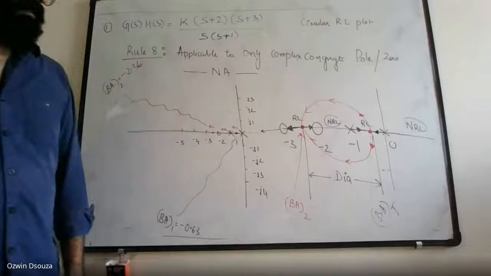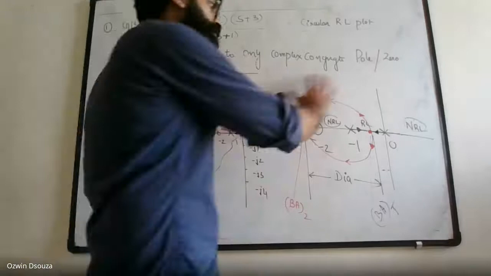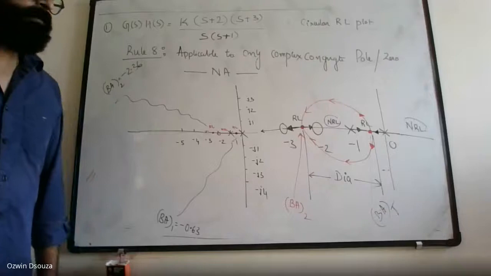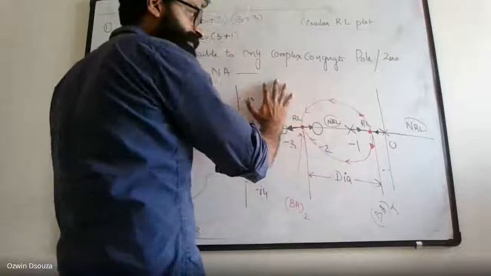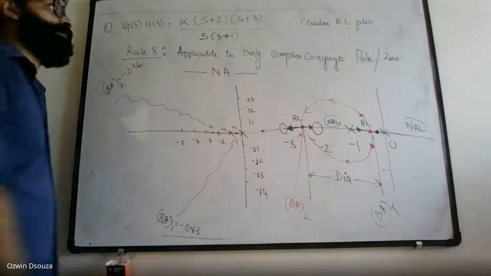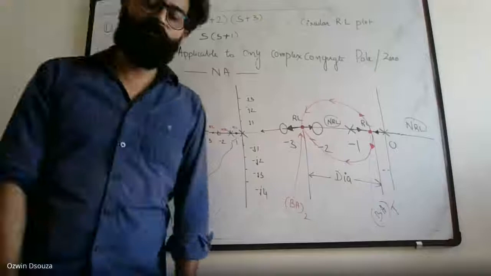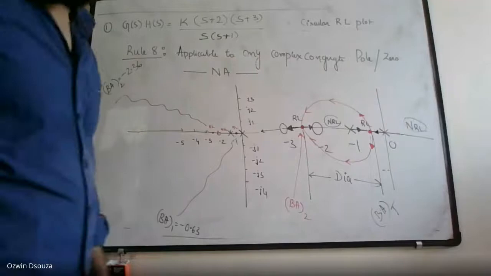Can anyone tell me about the stability from the plot? Can you say the system is stable? The system is absolutely stable because the entire root locus plot is found on the left hand side of the S plane. Whenever you have the roots on the left hand side of the S plane, you can say that the system is absolutely stable. So the given system is stable for all positive values of K, I mean, for all values of K. So it's an absolutely stable system. Thank you.